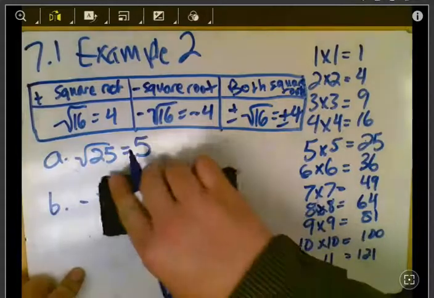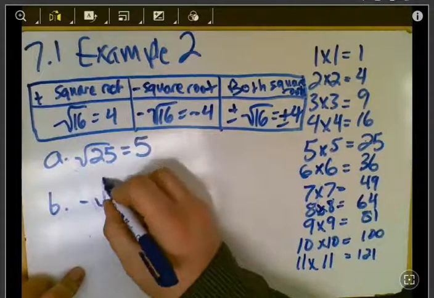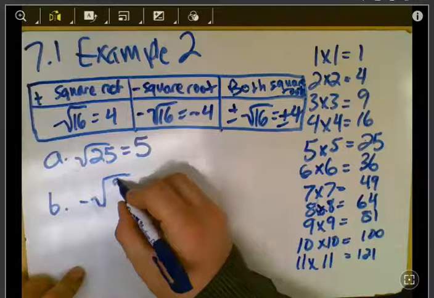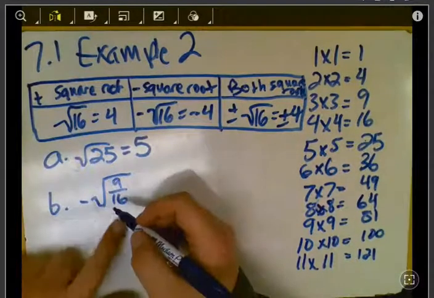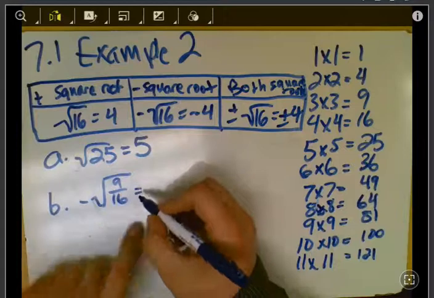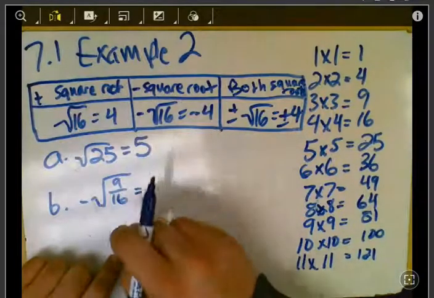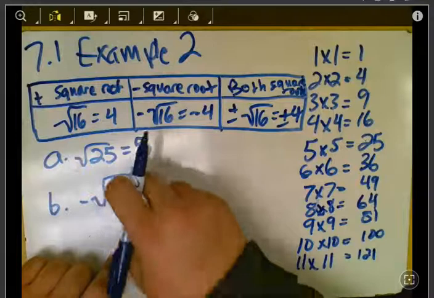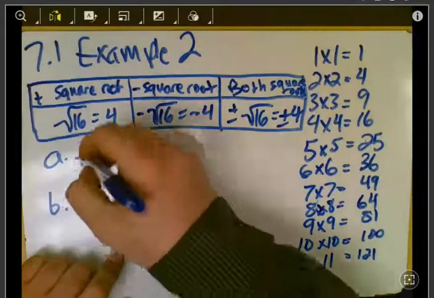And then for b, we have negative 9/16. Actually, I'm going to write that a little bit bigger. So that means we want the negative square root of this. I know that fraction looks a little intimidating, but just treat each individual component here, the denominator and the numerator, just like you would any other square root.